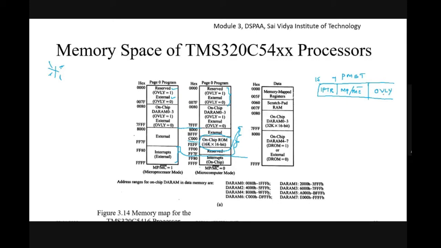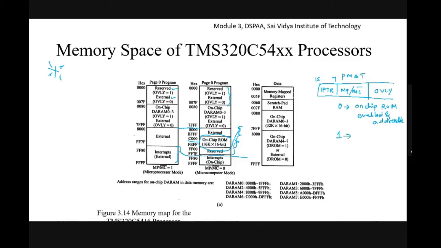So in this also we have learned, when MP bar MC bit is equal to 0, while learning the concept of MP bar MC bit, if this bit is equal to 0, it means on chip ROM is enabled and addressable. So this I have explained in the beginning class.